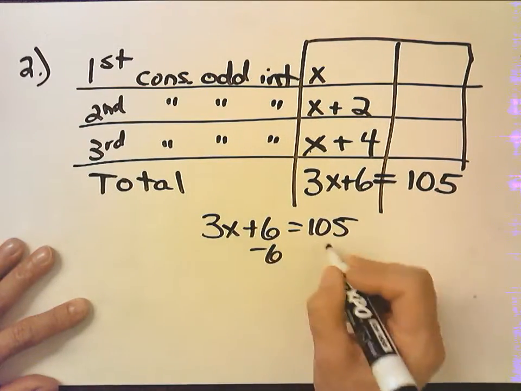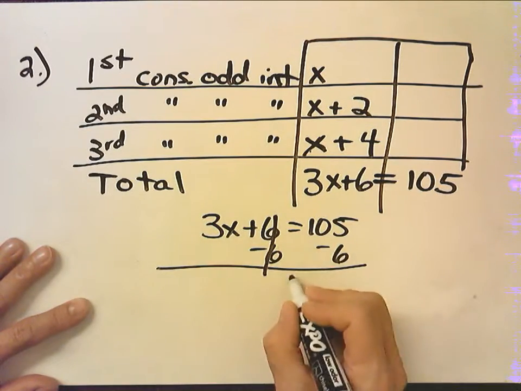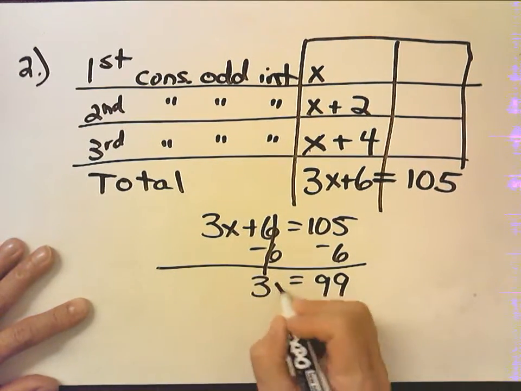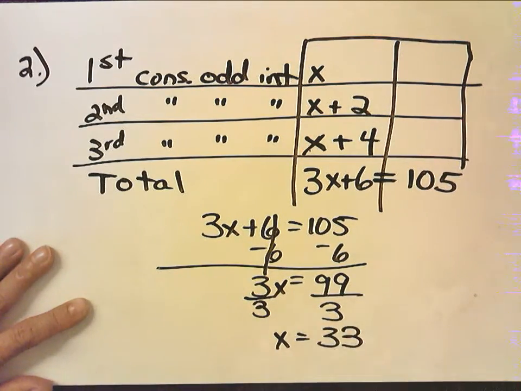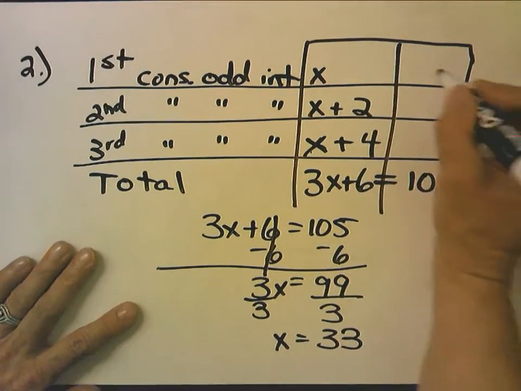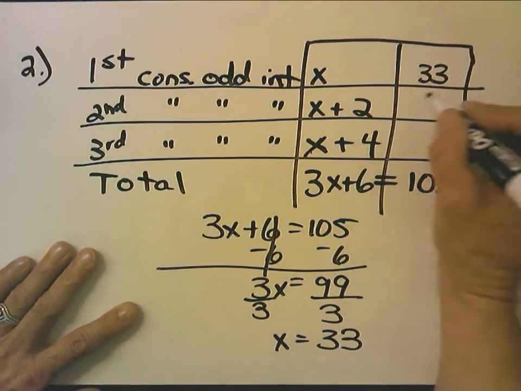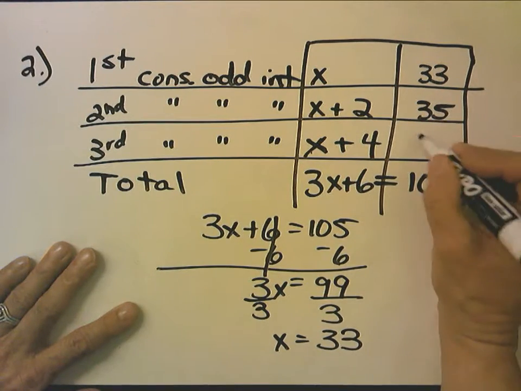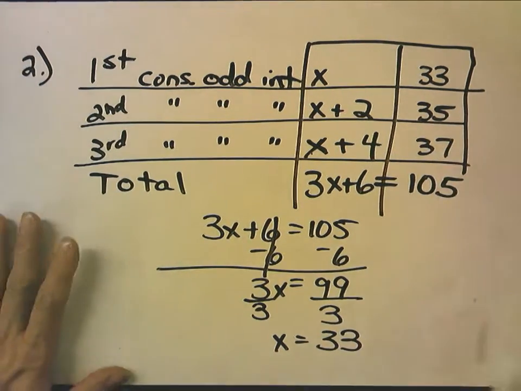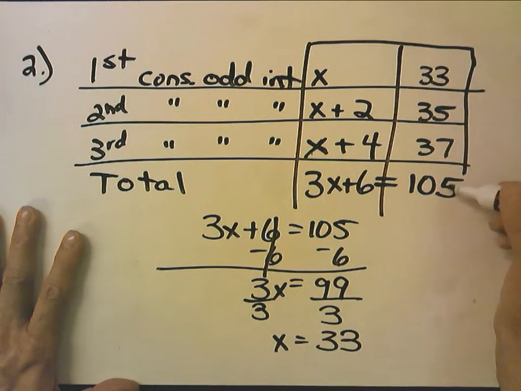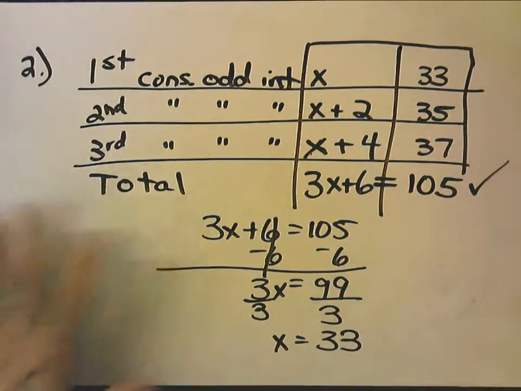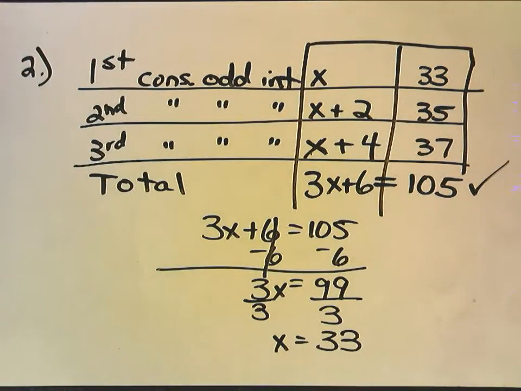By this point, these 2-step equations are easy peasy for everybody. We get 3x equals 99, divide by 3, x equals 33. Well, if x is 33, 33 plus 2 is 35, 33 plus 4 is 37. And what's really nifty about this chart is now I can add 3 plus 5 is 8 plus 7 is 15, carry the 1. And look at that, I was able to check my answer that those 3 consecutive integers did indeed add up to 105. So I like these charts.